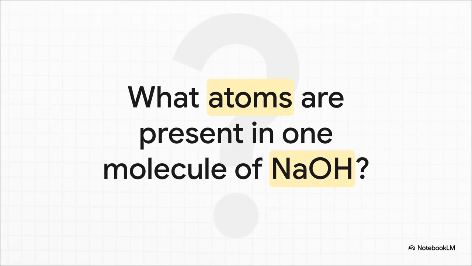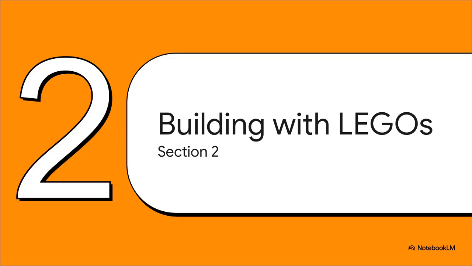Okay, quick pop quiz for you then. Based on what we just learned, what atoms are in 1 molecule of NaOH? Pause and think if you need to. You got it right. There's Na, which is sodium, O for oxygen, and H for hydrogen. And because there are no subscripts, we know it's 1 of each. See? You're already decoding the language of chemistry. It's not so hard.